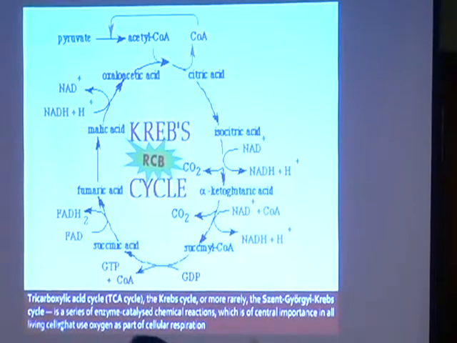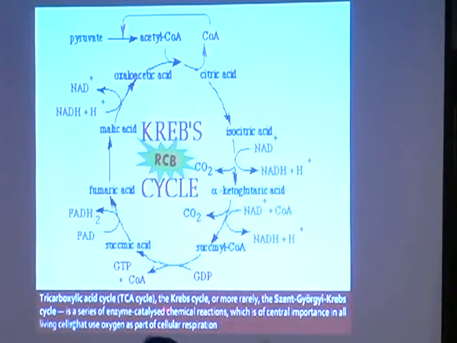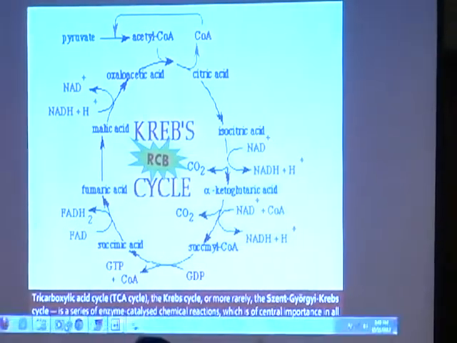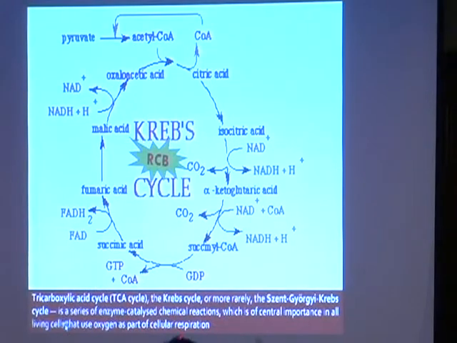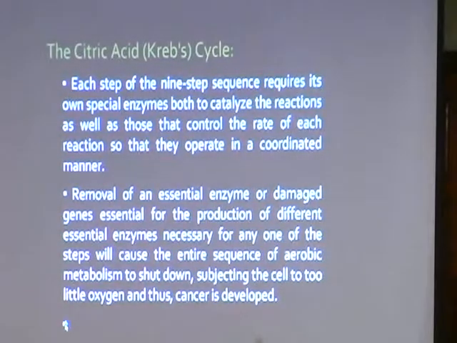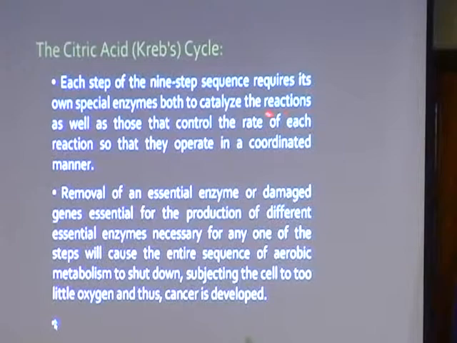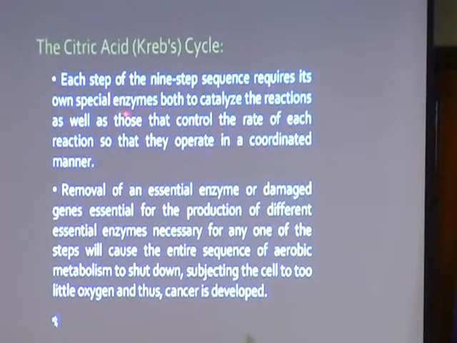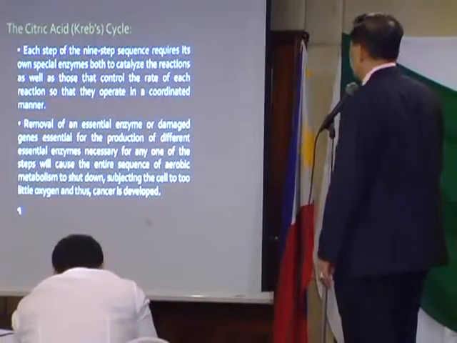The tricarboxylic acid cycle, or the Krebs cycle, or more properly the Szent-Györgyi-Krebs cycle, is a series of enzyme-catalyzed chemical reactions which is of central importance in all living cells that use oxygen as part of cellular respiration. Each step in the 9-step sequence requires its own special enzymes, both to catalyze the reaction as well as those that control the rate of each reaction so that they operate in a coordinated manner.